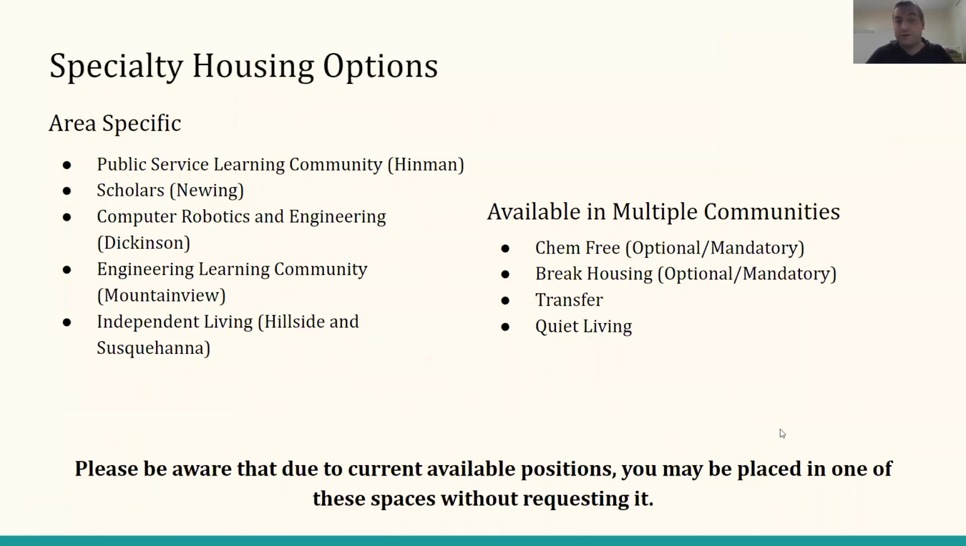All right, so further discussing some specialty housing options. On the application, you'll be able to indicate if you have interest in these. So some area specific things, some different learning communities that may be in certain areas, you'd be able to say if you'd be interested in being in those. And then in multiple communities, there are also chem-free, break housing, transfer, and quiet living communities. Just be aware that based on the current availability of positions, if you say you're interested in these, we can't guarantee that you get them, as well as the fact that you may be placed into them if there is a high need for those. With the one exception being break housing, we wouldn't force you to be in break housing if you say you can't be here for breaks. So just be advised that we're looking to get your preferences on that, but we can't necessarily guarantee one way or the other.